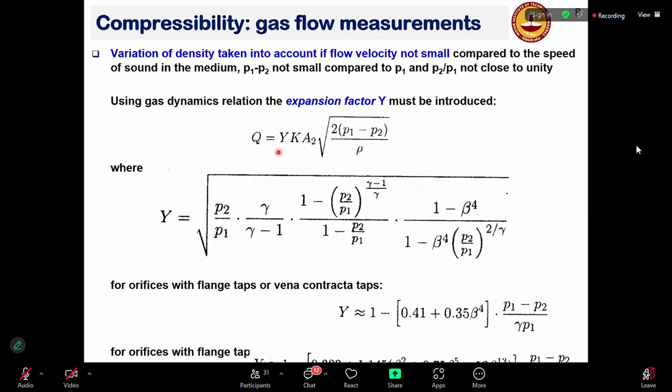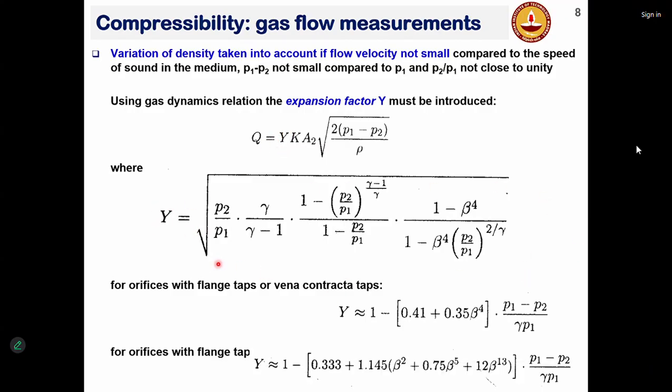So you bring in this correction factor, and this correction factor, again derived from gas dynamics, is a function of the pressure ratio and gamma, which is the ratio of the specific heats, Cp over Cv. Because we are talking about compressible flows, you have gas dynamics, and in that context, we talk about the Cp and Cv, and that ratio comes here. And it is also a function of beta. Beta is basically the diameter ratio, the small d divided by the capital D.